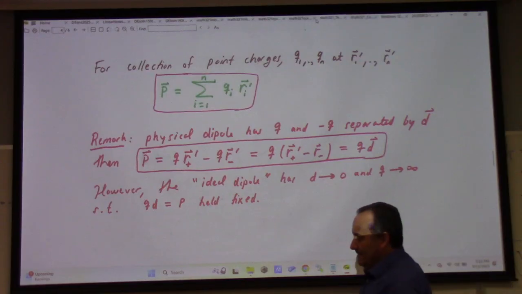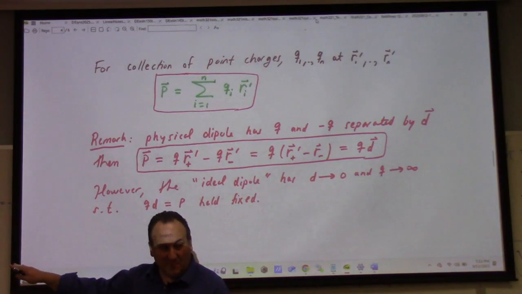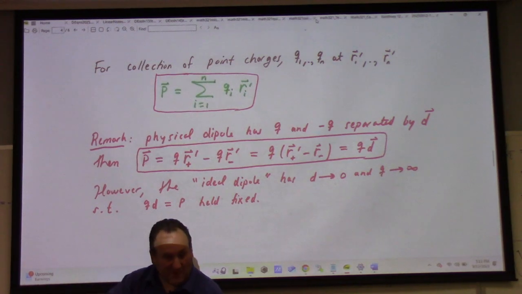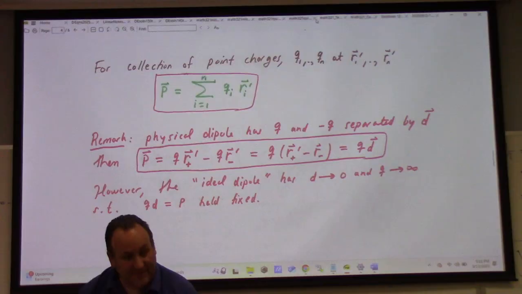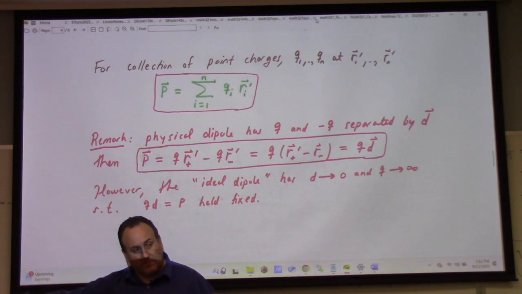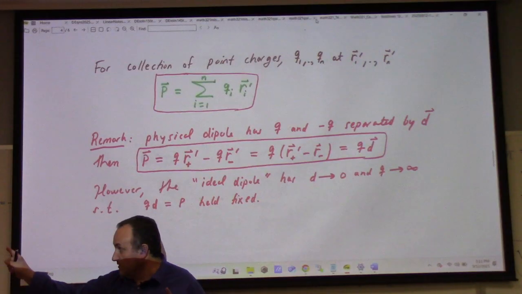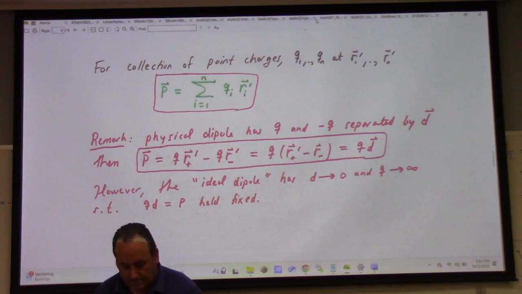That should really be called the ideal dipole. This is the physical dipole. The ideal dipole has d going to 0, which is where you get that Qd. The far field approximation for the physical dipole is the ideal dipole, because very far away from a physical dipole, it becomes the ideal dipole field.